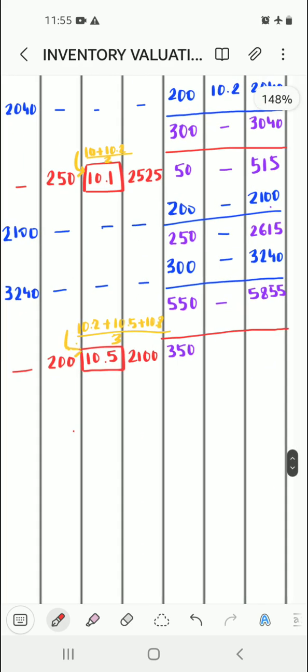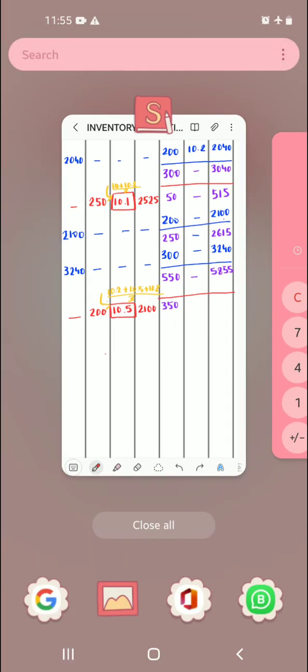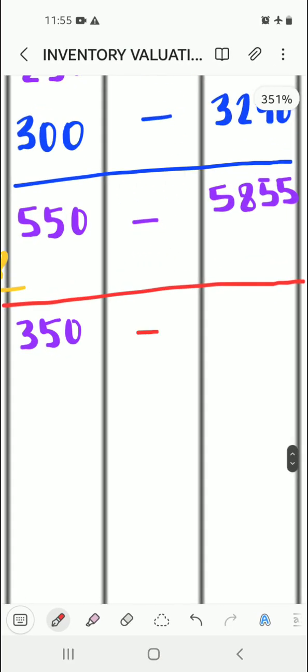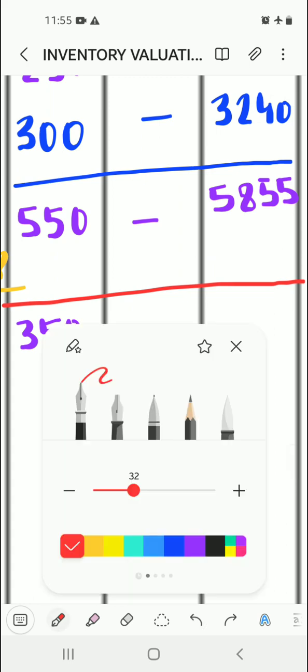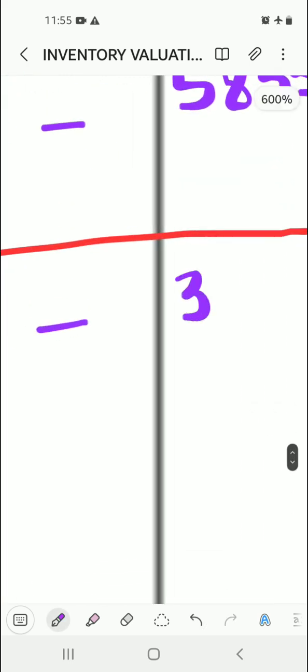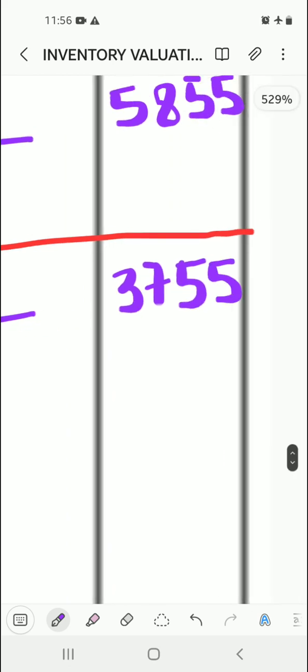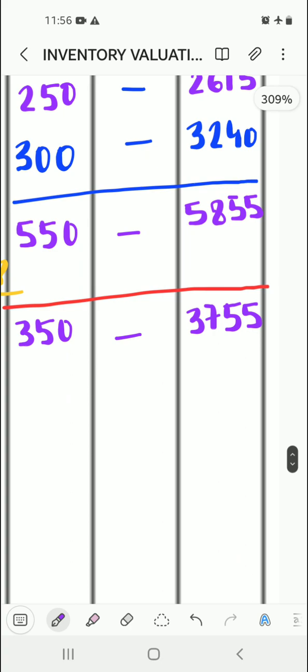Now you see, 5855 from here, 2100 will be deducted. So let's do it. 5855 minus 2100, we get 3755. We are going to write this here. The balance 3755. We are done with it.